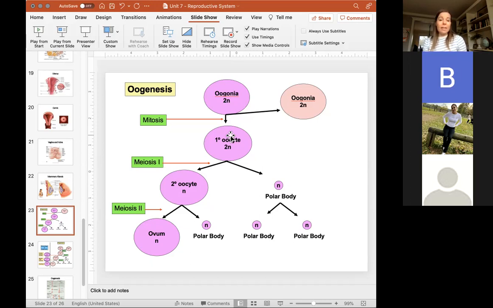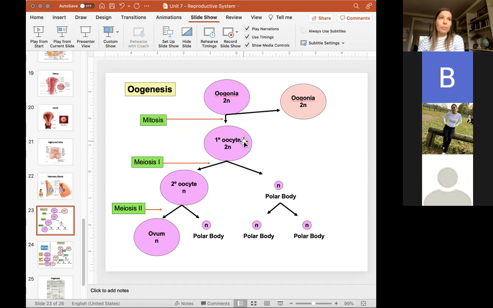Okay, so basically that's where you're at birth. You have primary oocytes surrounded by a layer of cells. They're called primordial follicles, and most of them die. They stop developing and they disappear. So now at birth, a female is born with the supply of oocytes that she will have throughout her lifetime.